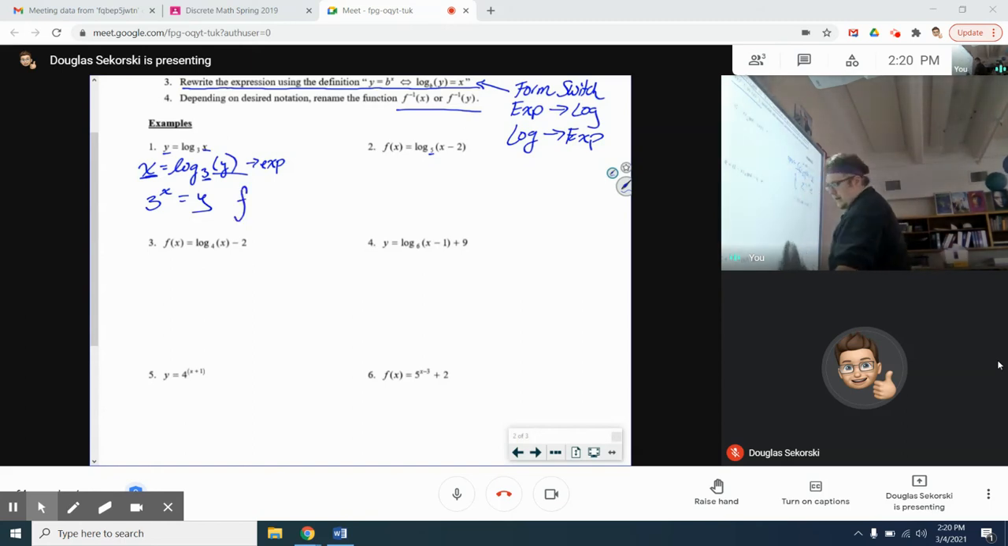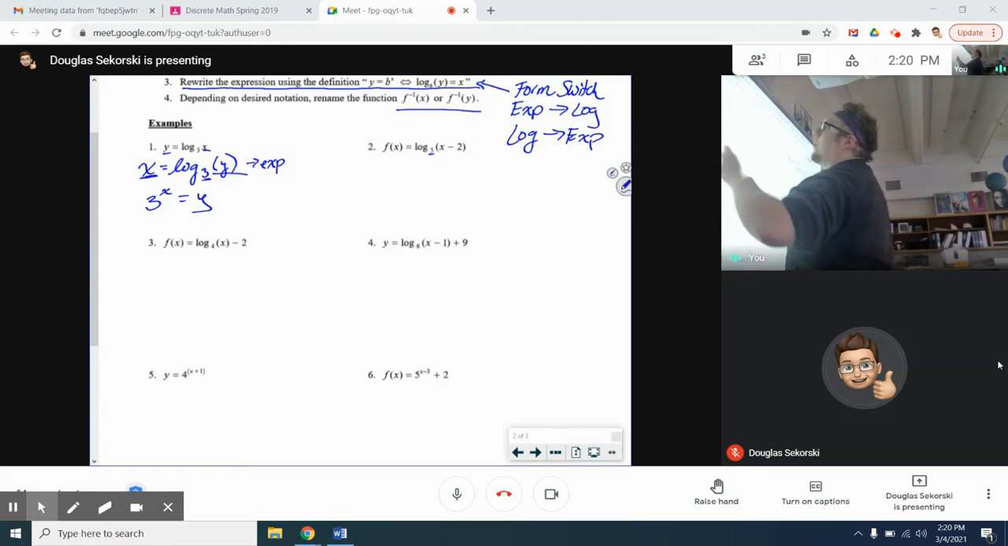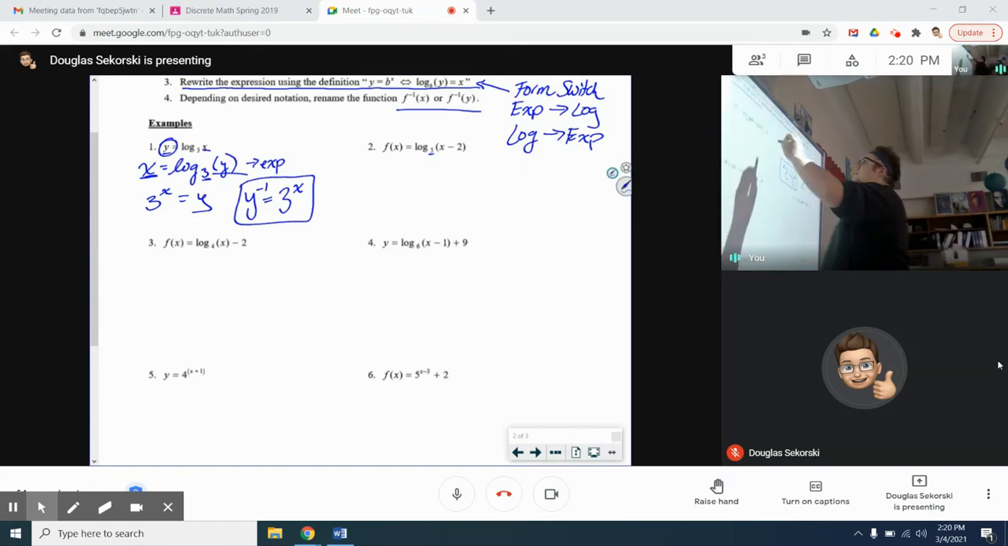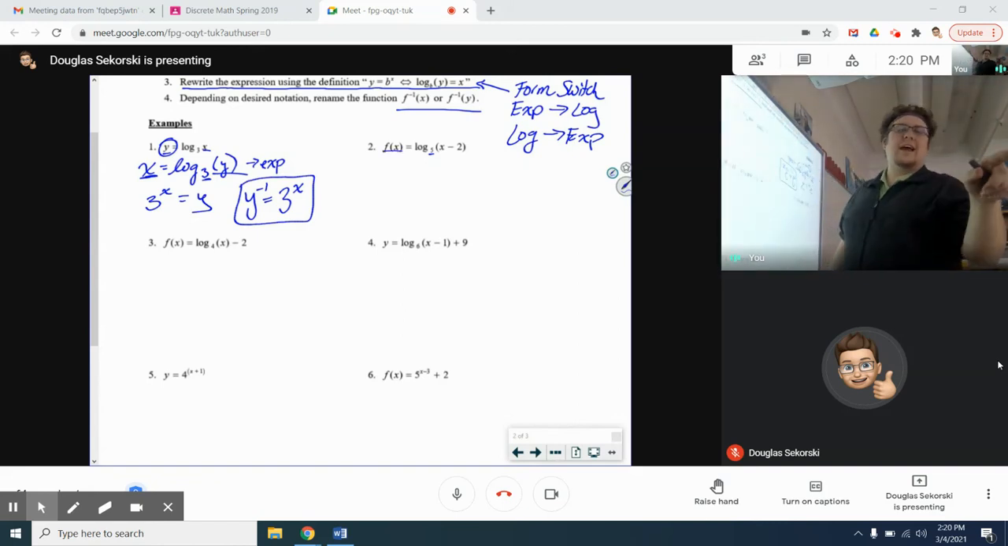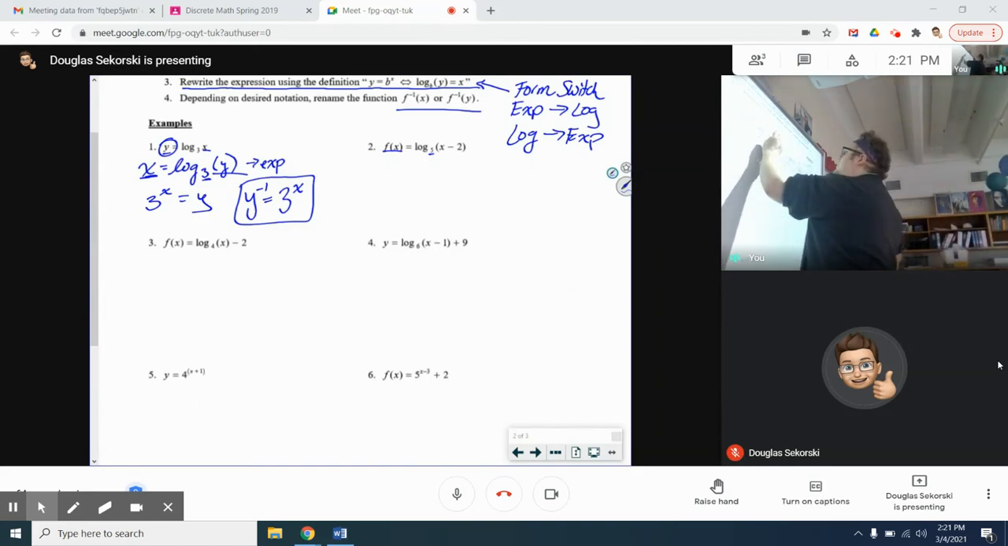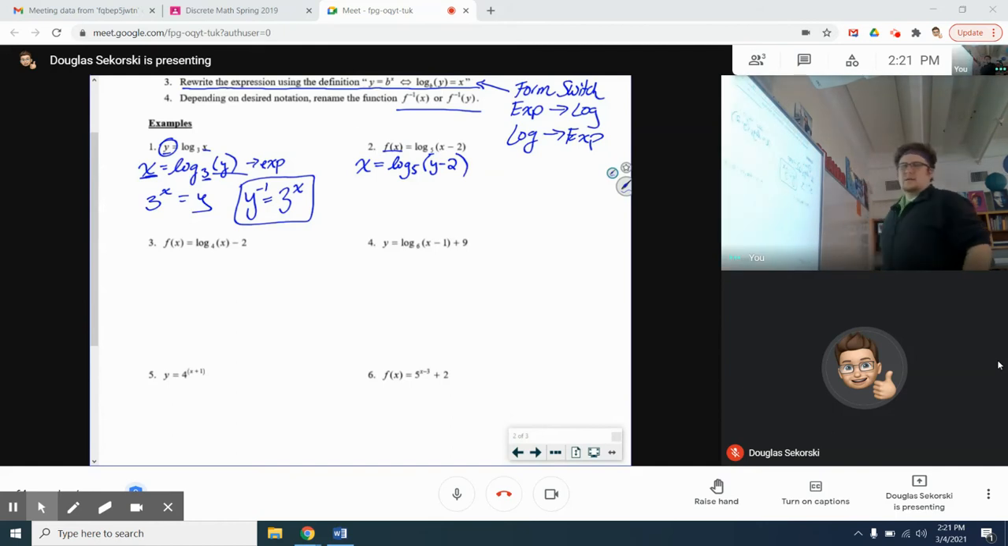So, oops, sorry, not f. I just looked at the equation originally, and the original equation is a y equals. So we're just going to say y inverse equals 3 to the x. So I like to match whatever I was given. So in number 2, we were given f of x, so we'll say f inverse of x there. But for our purposes right now, for number 2, we're going to set x equal to the log base 5, and we're going to put y minus 2 inside.